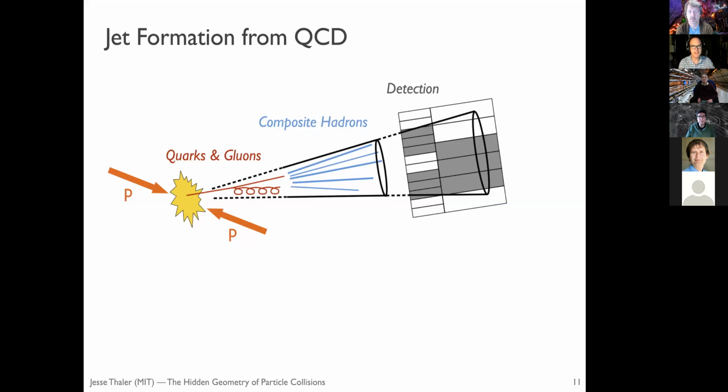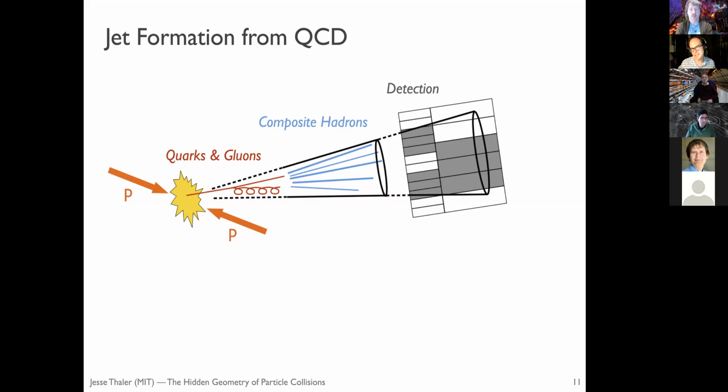So just reminding you about the way that jets are formed in QCD. At short distances, we have proton-proton collisions. Protons are bags of quarks and gluons. So when I slam them together, I get quarks and gluons at short distances. They shower and radiate. Eventually, the strong force becomes strong. Hadronization kicks in. I have composite hadrons that eventually hit my detector.